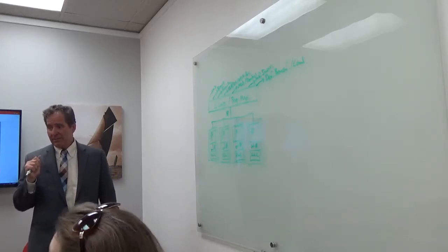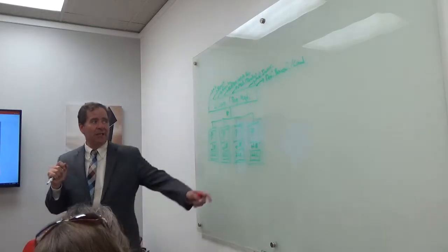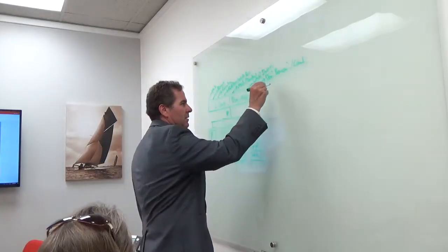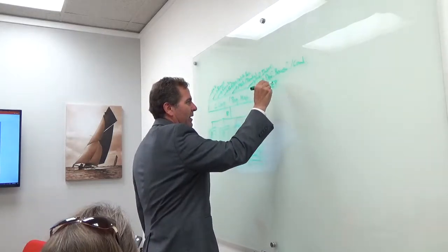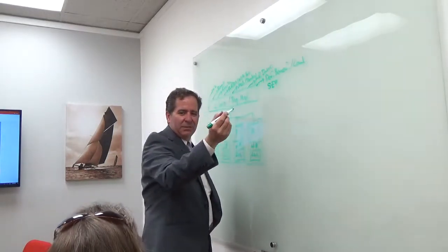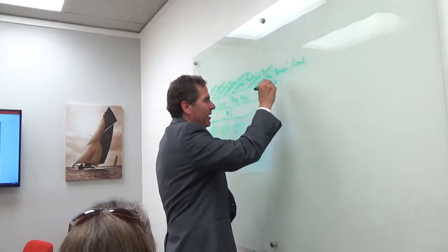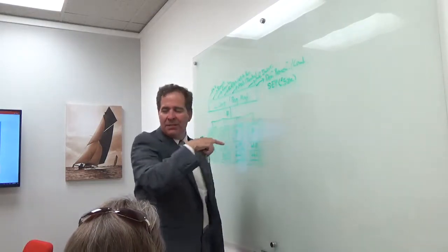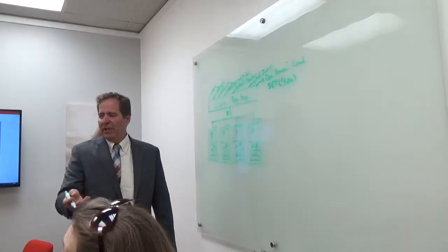How about a SEP IRA? A SEP is just like this, but it's less, because with a SEP you can put like $52,000 into that thing. These are really easy to set up. And why do people do a SEP? Because they just throw it in there. It's really easy.